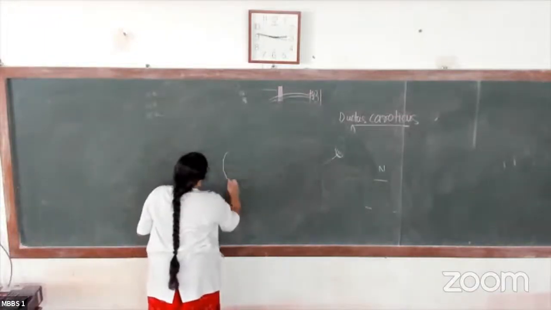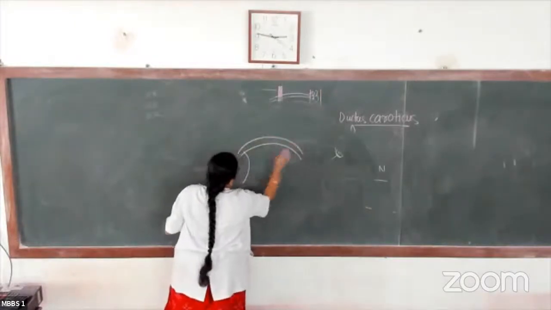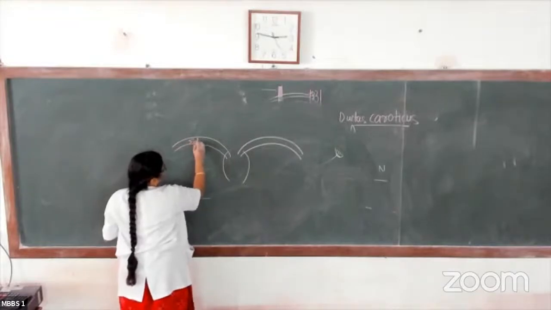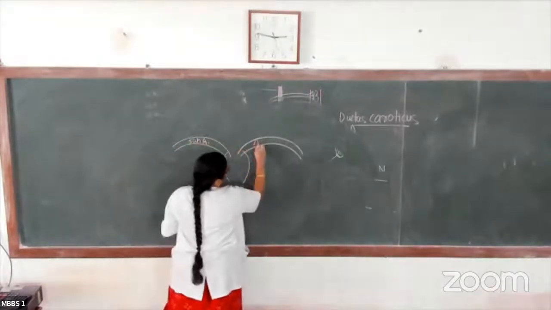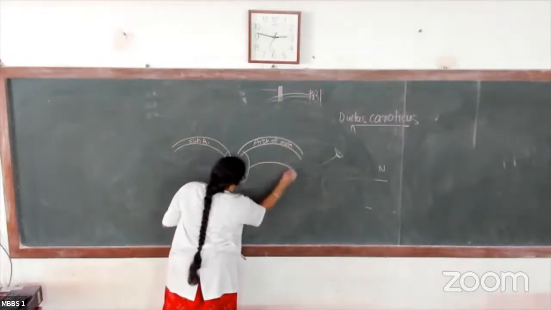Now see, this is the aortic arch. This one is the arch of aorta. Here on the right side, this forms the subclavian artery. And here it is the arch of aorta. Then here is the sixth arch artery.